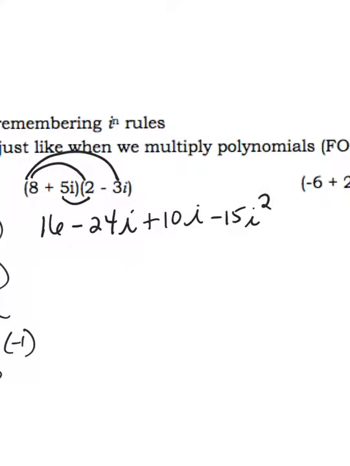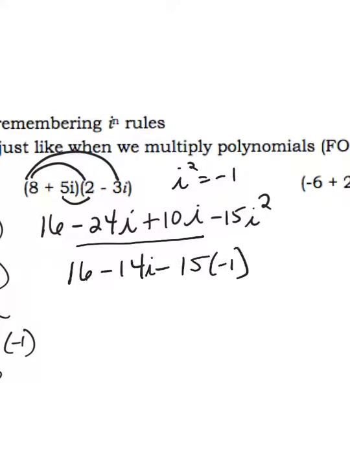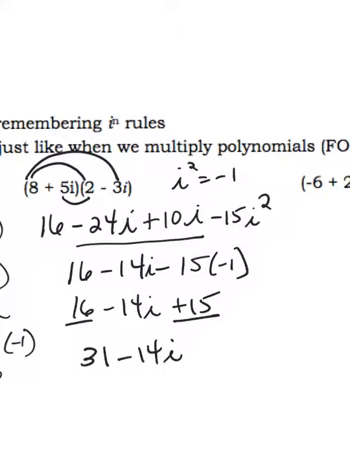Just a couple things to remember. First thing is i squared is equal to negative 1. Second thing is I have two terms that are like terms in here that I can combine. 16 minus 14i plus 15. If I combine my two like terms, my end result will be 31 minus 14i.